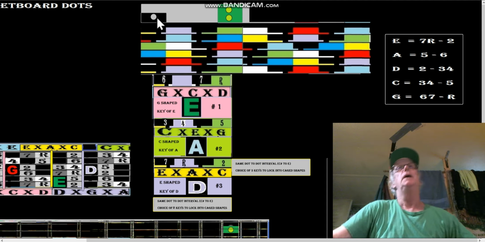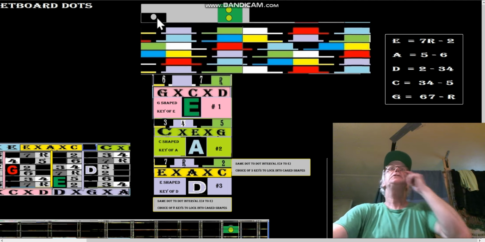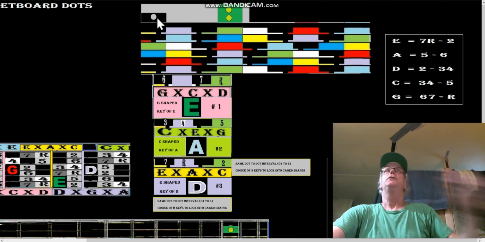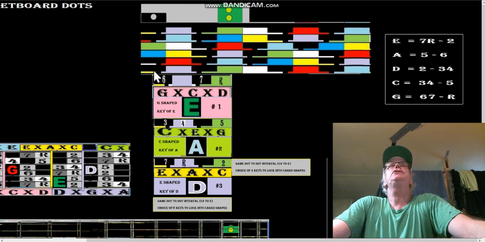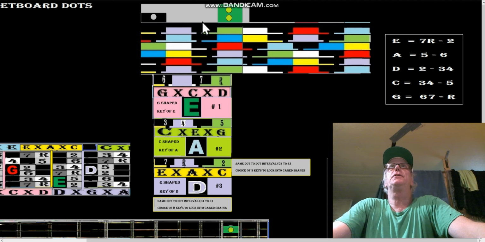You got three choices here. We're looking at the C sharp, the D sharp, and the E. These are the notes involved in these dots, with these dots here.